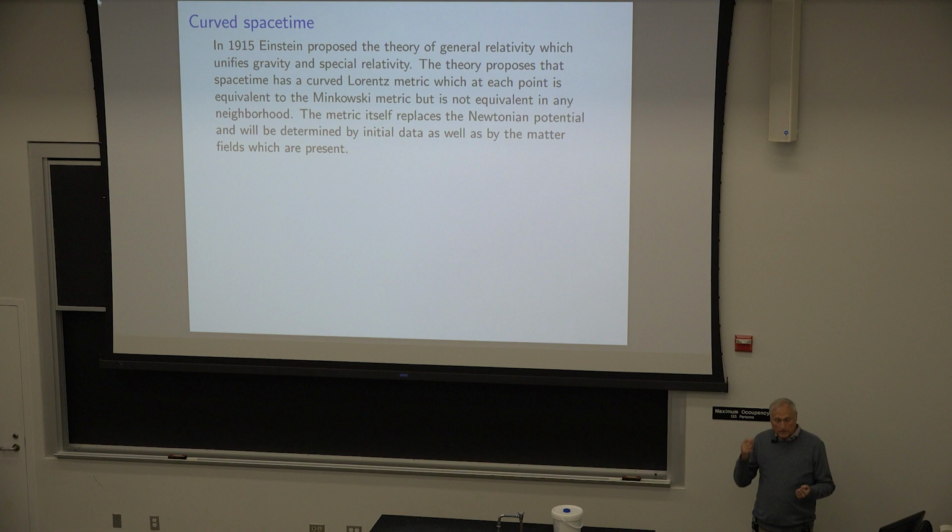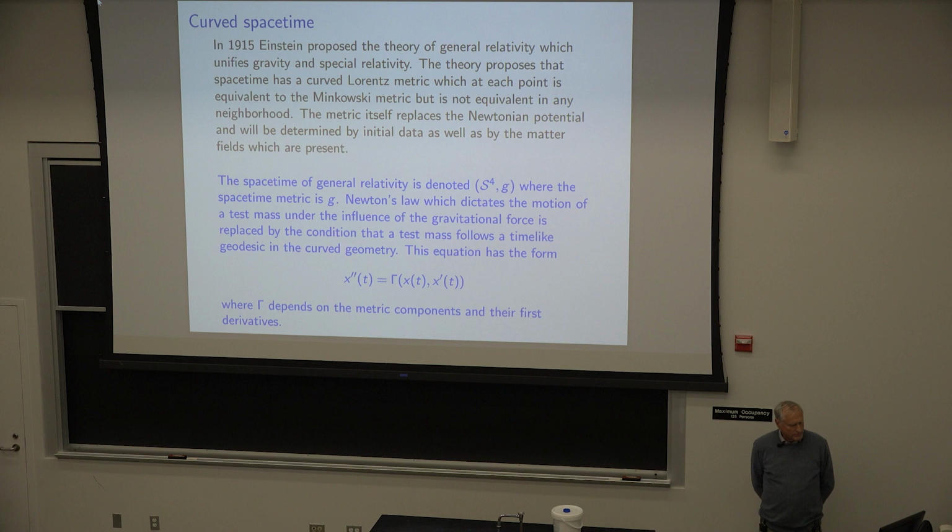But in general, the curvature of the space-time will replace the Newtonian potential in Newtonian gravity. I'll talk a little more about curved spaces in a bit. But the space-time of general relativity I will denote by script S, and g denotes the Lorentz metric. I'll say more about Lorentz metrics as we go along.